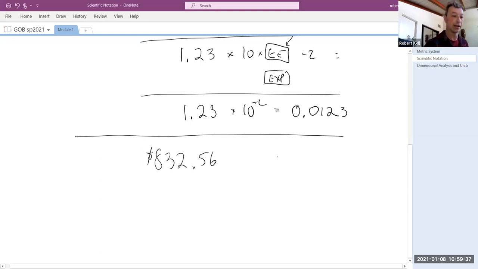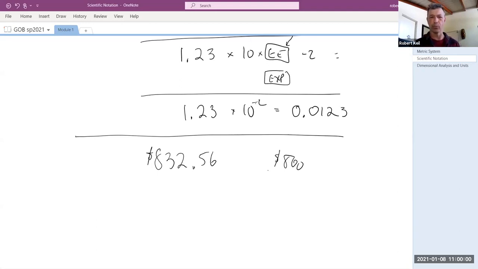If I say, how do you write $800? It's easy to say $832.56. How do you write $800? If I say my phone is $800, so I take out $800 in cash, I walk into a store, they're like, no, it's actually $832. You don't have enough. What? Oh, I thought it was $800. Well, you misunderstood. So how do we write that?